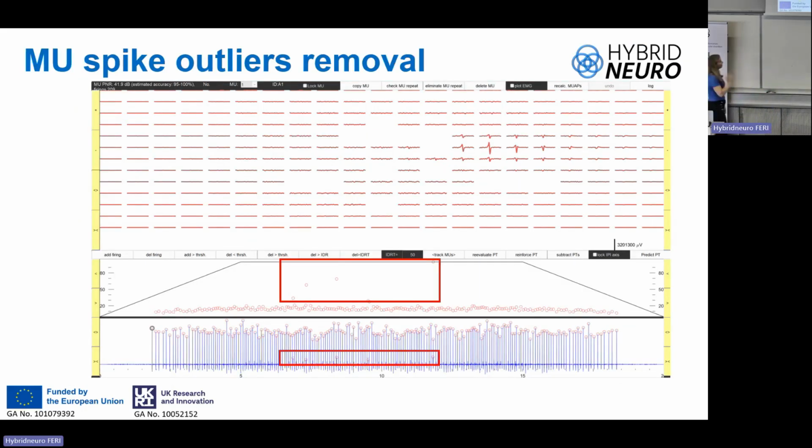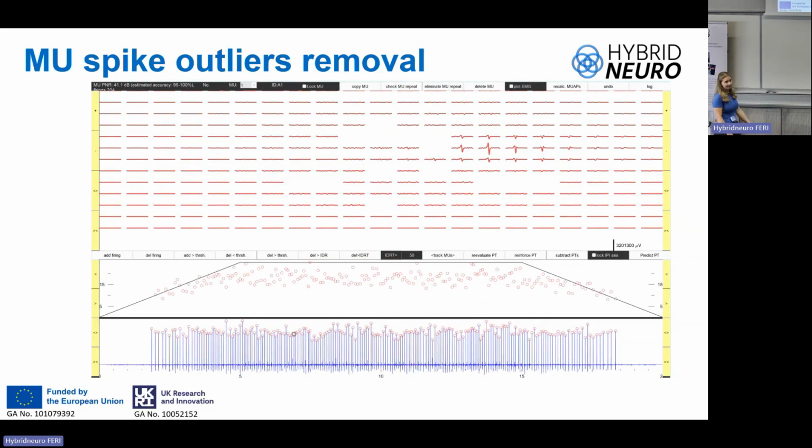The first thing that we usually do when we are manually editing the decomposition results is the outlier removal. And we can spot the outliers by having a bigger change of amplitude or having a bigger change of instantaneous firing rate. So we can see that those firings clearly do not belong to that motor unit, and that's why we need to remove them. And when we remove them, we get the result that is visualized here.